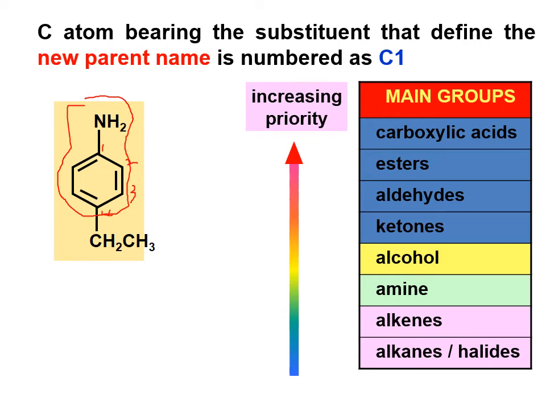So that means when I have an alkane group and also my amine group, the priority will be given to the amine functional group. So the carbon with the amine functional group will be labeled as carbon 1. So here, the carbon attached to NH2 is labeled carbon 1. So 1, 2, 3, 4.